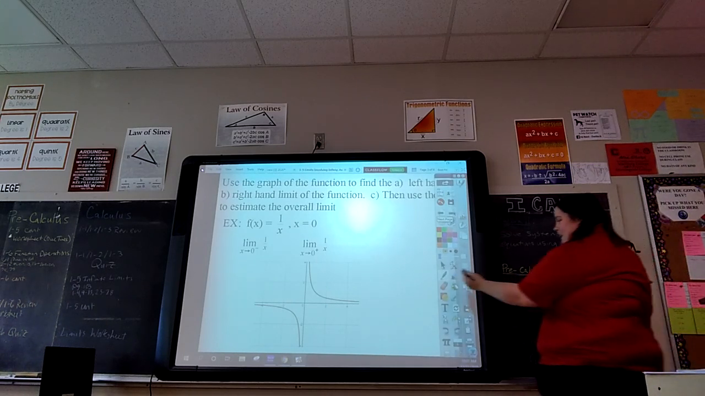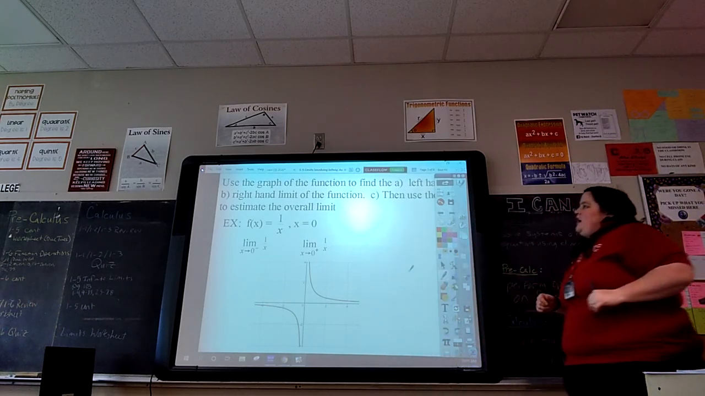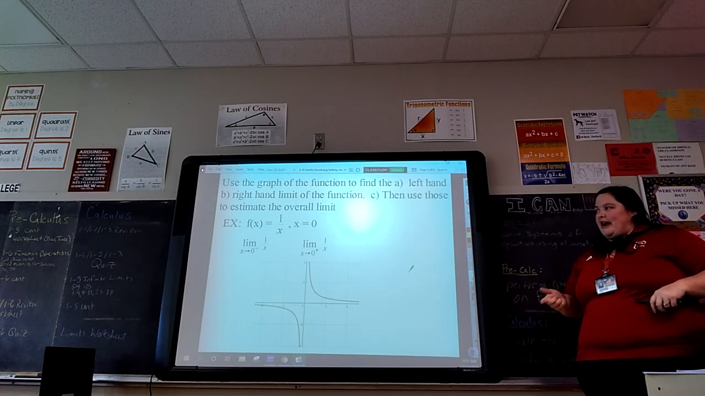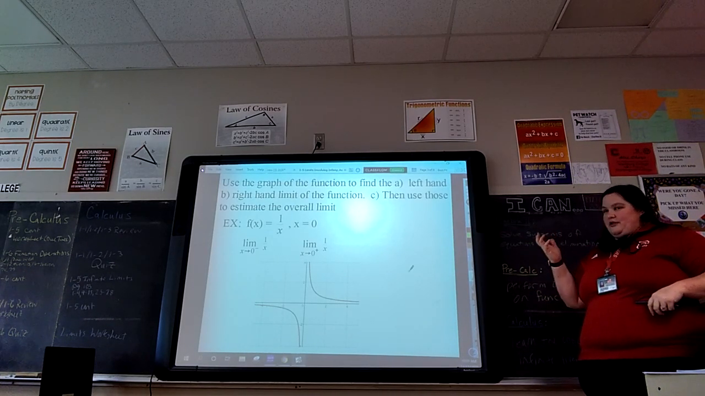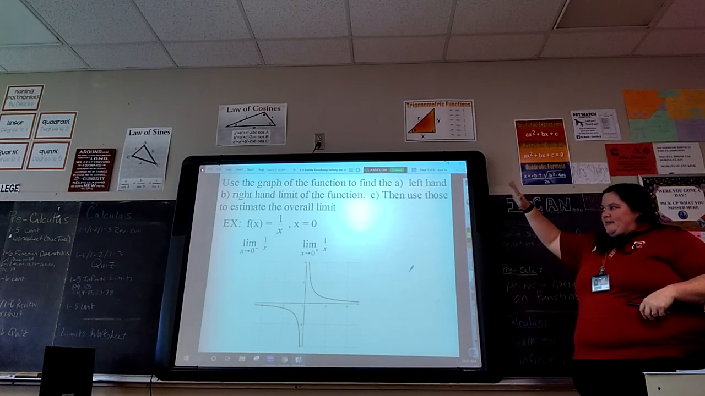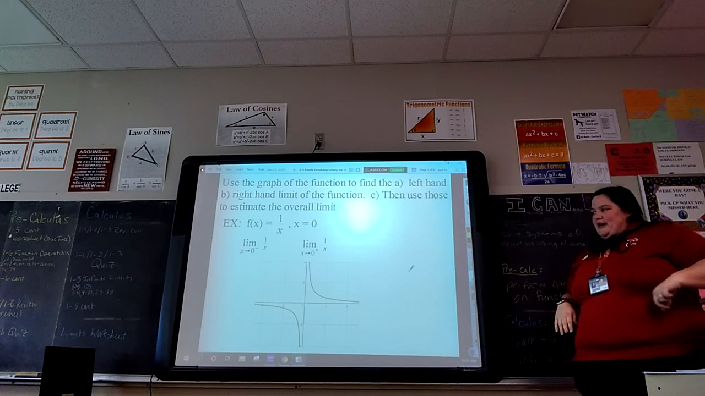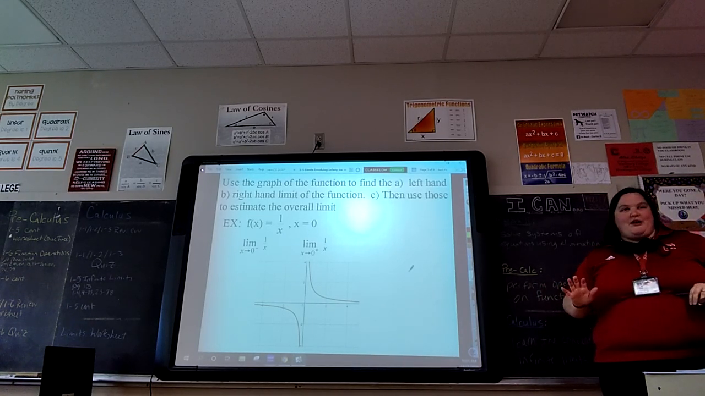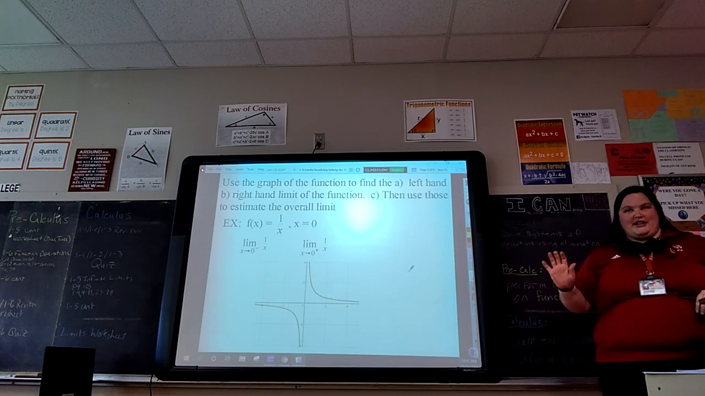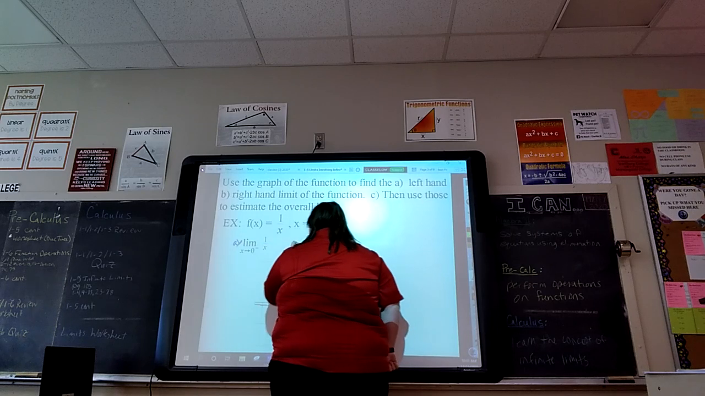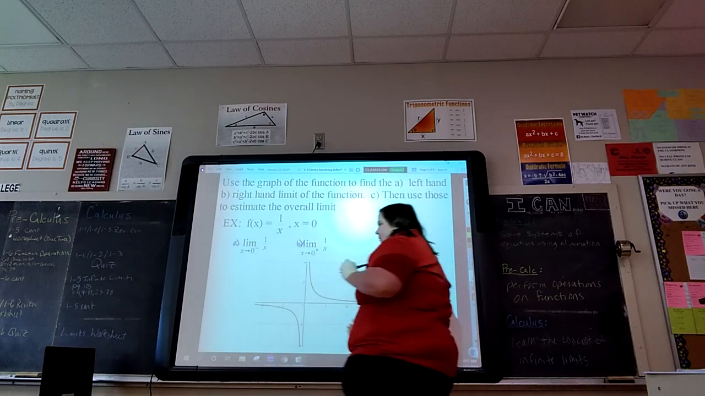Here we go. We're going to use the graph to find the left limit and the right limit of the function, and then use that to try to estimate the overall limit. I have it set up in AB format, and I will want you to use the notation. So in this first example, I helped us out with the notation because I have it pre-typed. This will be for part A. This will be for part B.